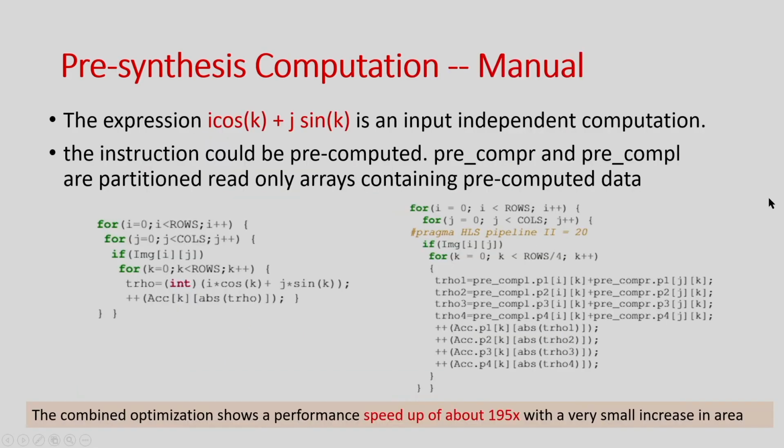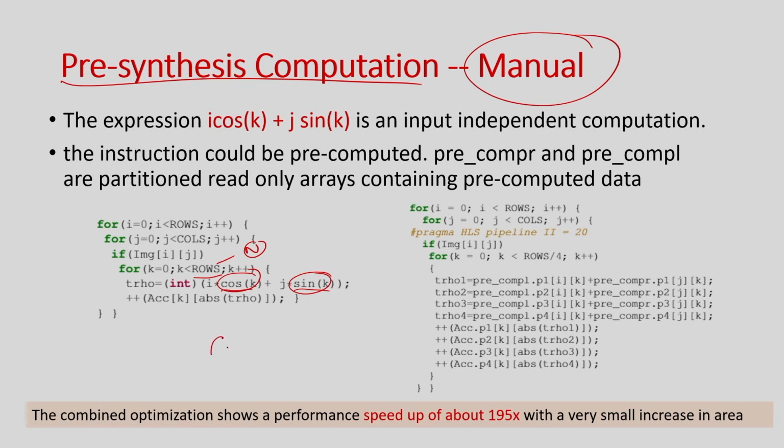Okay. So, the next one is a smaller thing, but a very important thing: pre-synthesis computation. And this is also kind of a manual thing. Many a time we write code where we have very complex operations present. For example, this cos and sine. Here you can see the cos k, where say rho is some n. So, I need n number of cos operations: cos 1 to cos n, right. And similarly, I need sine 1 to sine n.